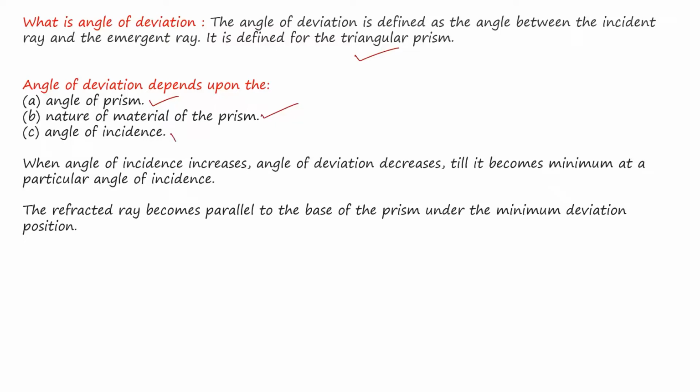Number 3 is angle of incidence. We shall see after doing the experiment. You will see in observation how this angle of deviation is dependent on angle of incidence. When angle of incidence increases, the angle of deviation decreases till it becomes minimum, and then it again increases. It becomes minimum at a given angle of incidence. The refracted ray becomes parallel to the base of the prism under the minimum deviation position.